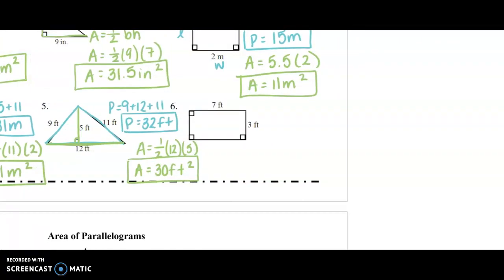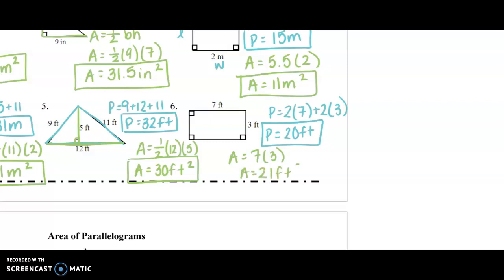Last one, number 6. Perimeter: 2 times your length, which is 7, plus 2 times your width, which is 3. So my perimeter is 14 plus 6, which is 20 feet. And my area would be length times width, so 7 times 3. So my area is 21 feet squared.